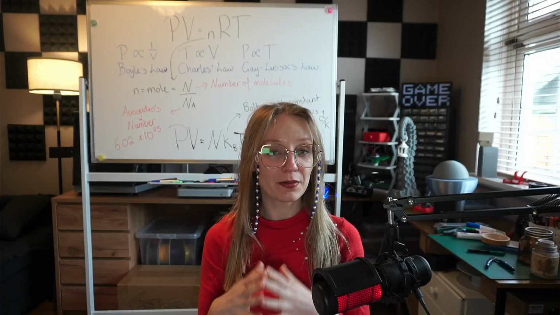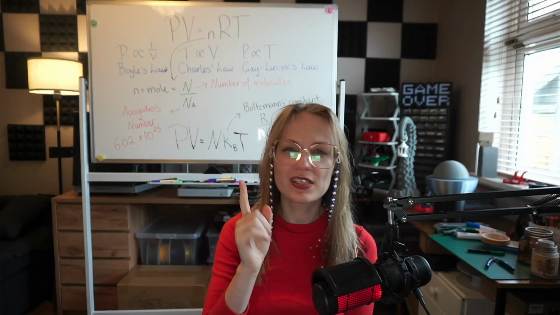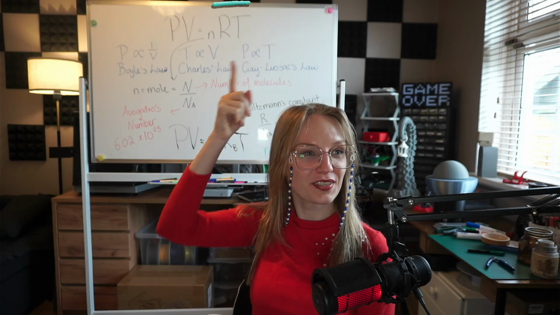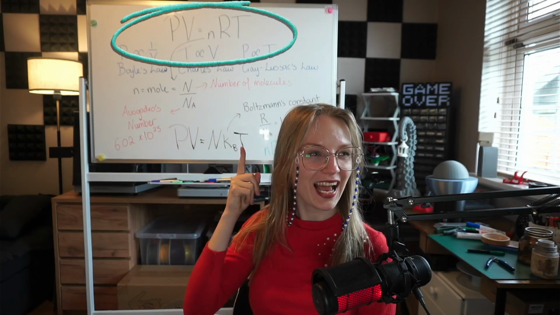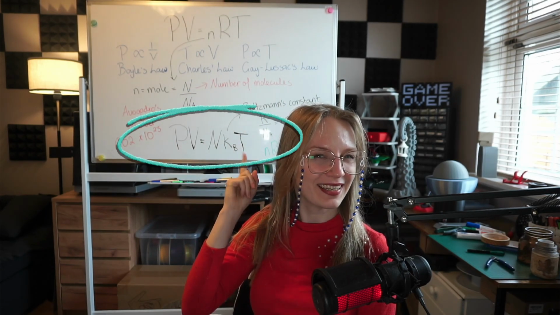Many people are familiar with the ideal gas law, but are you studying the correct one? There's two versions, PV is equal to nRT and PV is equal to nkBT. What do we mean by an ideal gas? An ideal gas is something that doesn't exist.